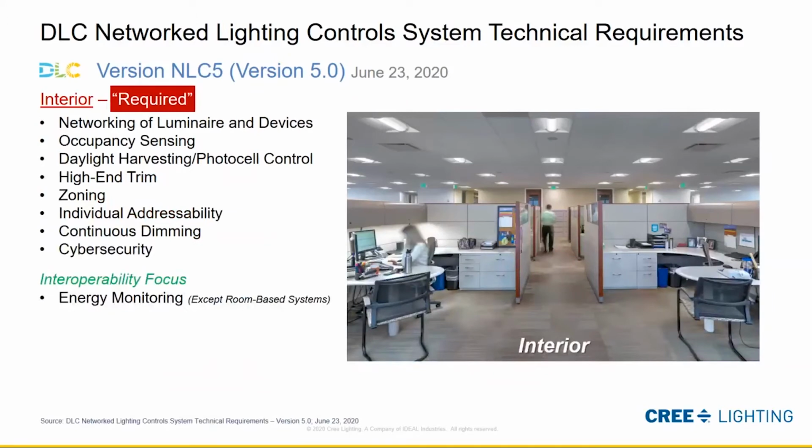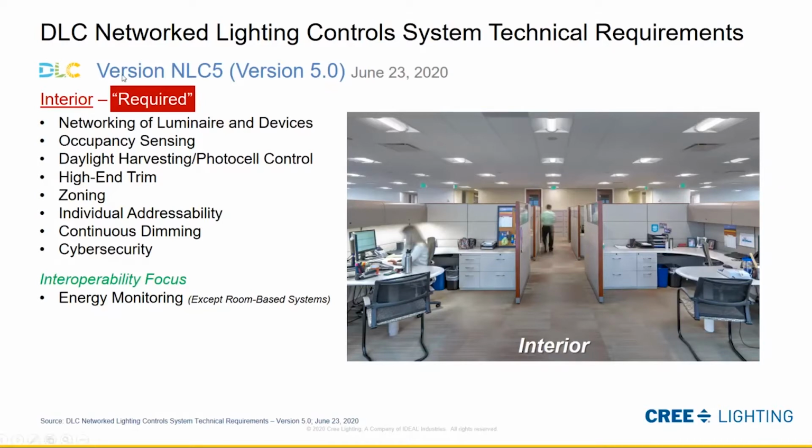So looking at interior first, we're going to look at the required items in version 5 of the technical requirements. Obviously, networking of luminaires and devices, that's basically part of the definition. Your sensors are talking to your luminaires and dimmers, and so forth. Everything's connected, and being able to provide a level of functionality beyond singular devices.